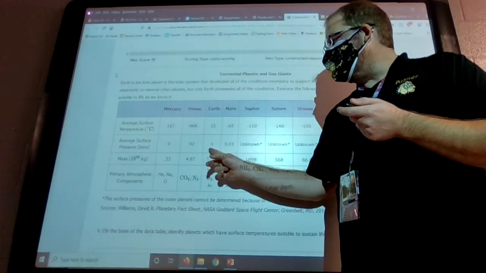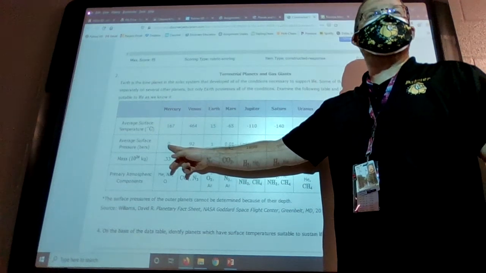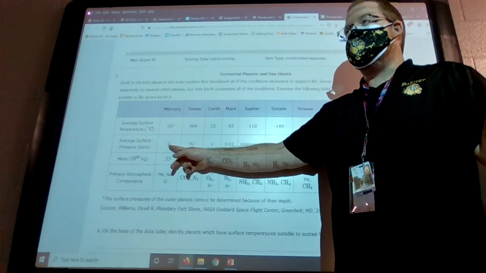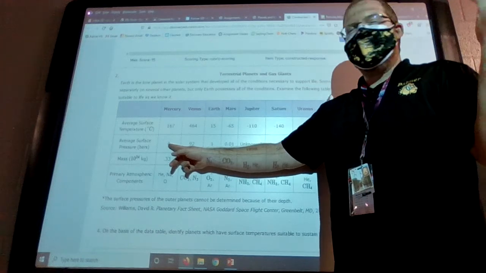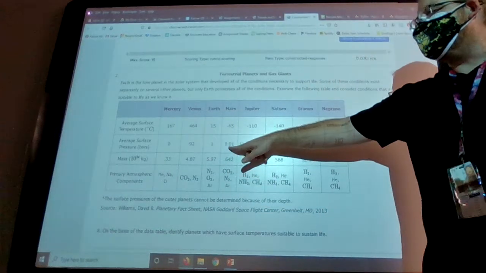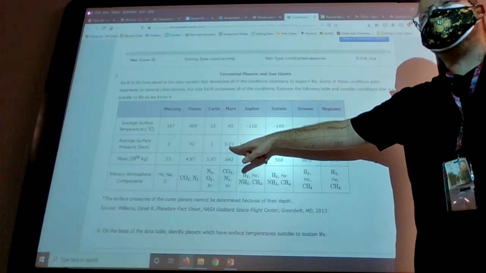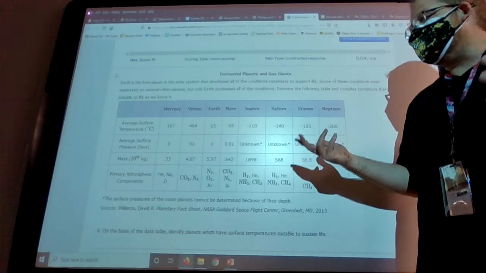Earth has 1 bar. Mercury at 0 bars isn't crazy bad. I mean, we could live there, not temperature wise, but atmosphere wise. If we brought our own little bubbles there, it wouldn't be too bad. Same thing with Mars, 0.00 or 0.01. If we bring our own little bubbles of air, we can live there. It's not going to kill us.